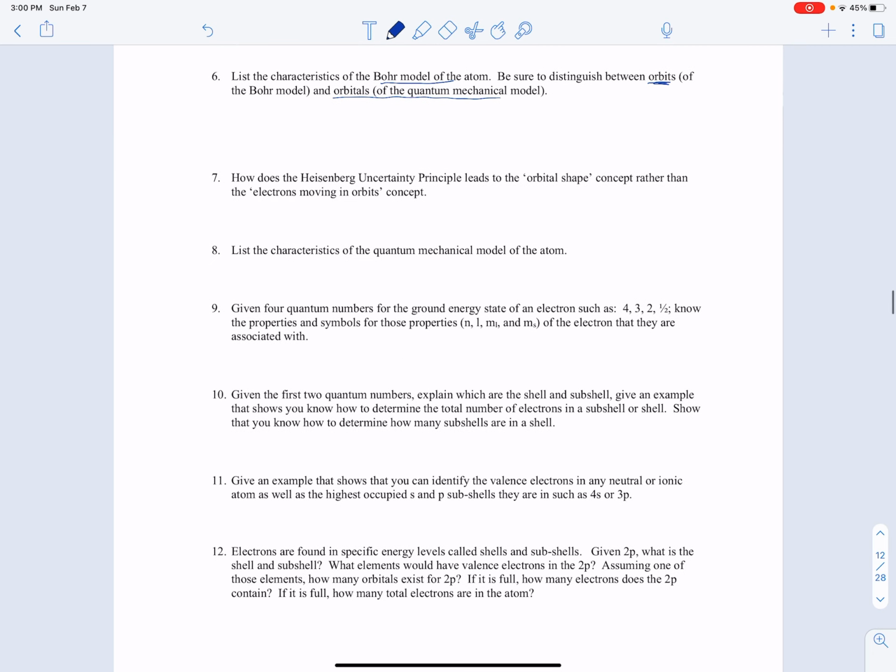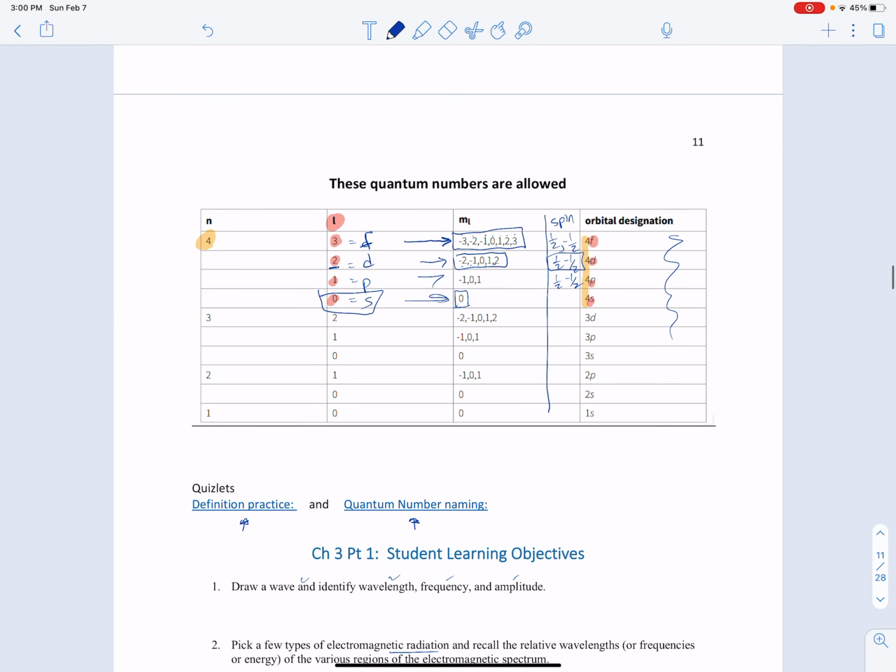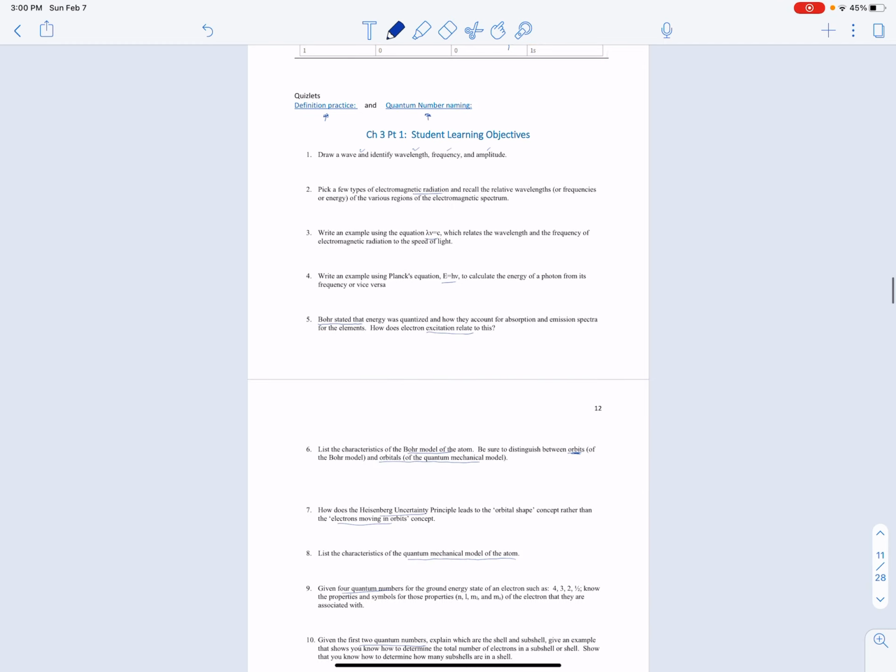Then we talked about Heisenberg. We talked about electrons in orbits. We just talked about the quantum mechanical model of the atom. And we know that there are 4 quantum numbers. If you give 2 quantum numbers, can you tell what shell it's in? And then subshells, 4s, 3p. And lastly, if you were given 2p, what are the other numbers that would follow? So like up here, if it were 2p, it'd be this and this. What other possibilities could it be? And those are the possibilities. So that is the end of a lot of information.